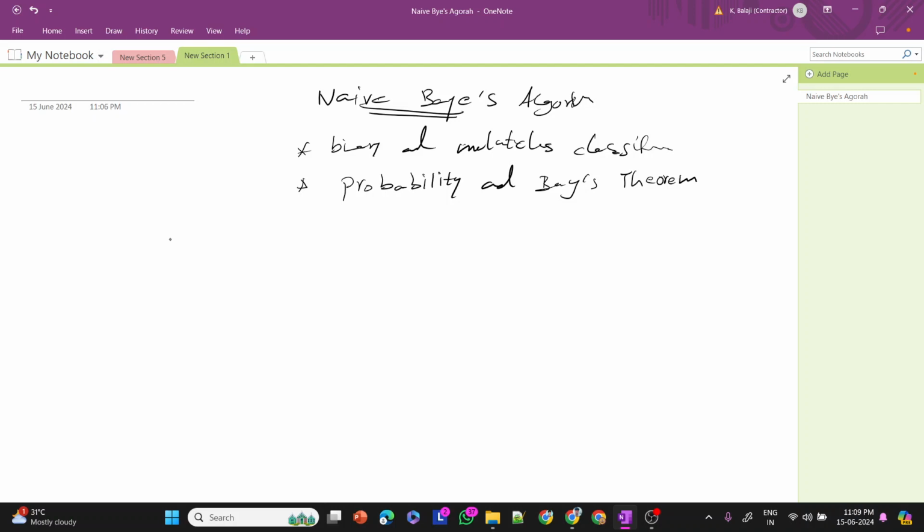Before that, we need to understand the difference between independent variable and dependent variable. We also have to understand independent events and dependent events. Okay, let's take an example.